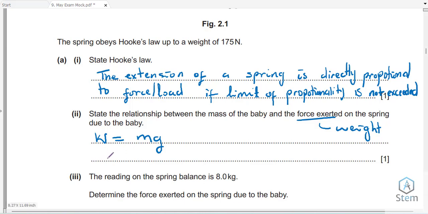Weight is equal to mg. It would be a good idea to say m equal to mass of the baby and g is the acceleration of free fall or the gravitational acceleration constant.